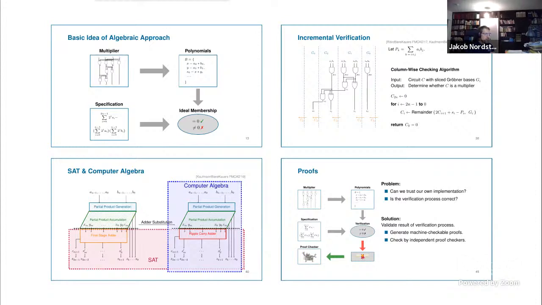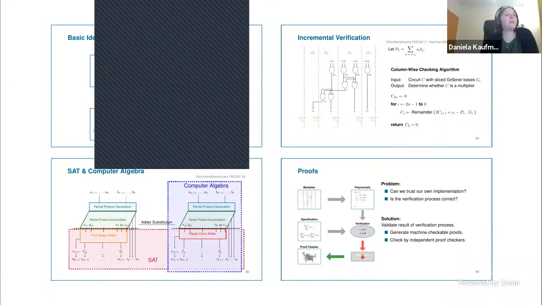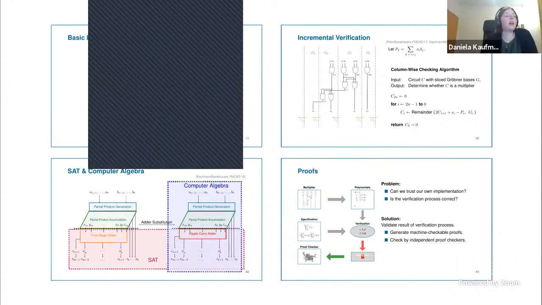Questions to Daniela? There are two questions in the Q&A. Can you see it? We should read it. Yes, I can see it. So the first one by Victor is, if a circuit is incorrect, can the non-zero remainder at the end help to pinpoint where it's gone wrong?